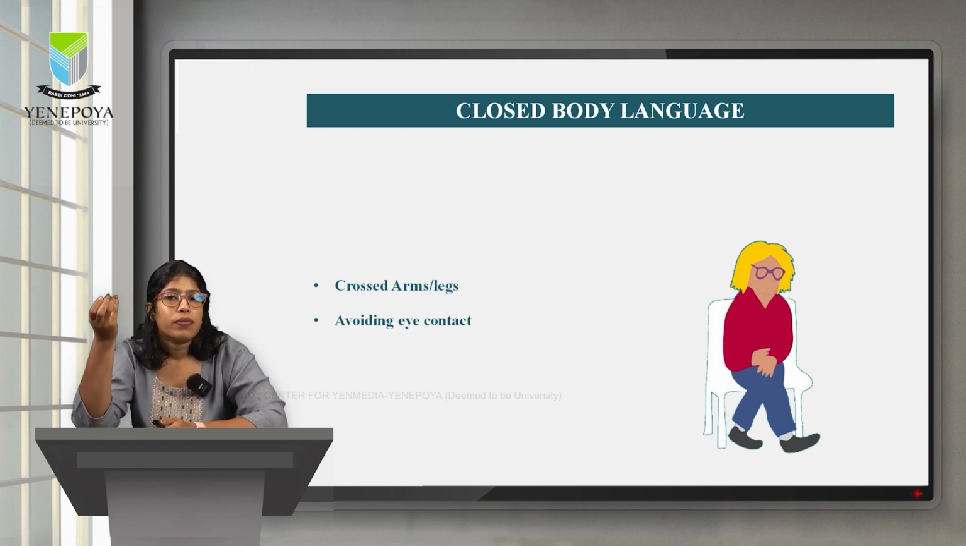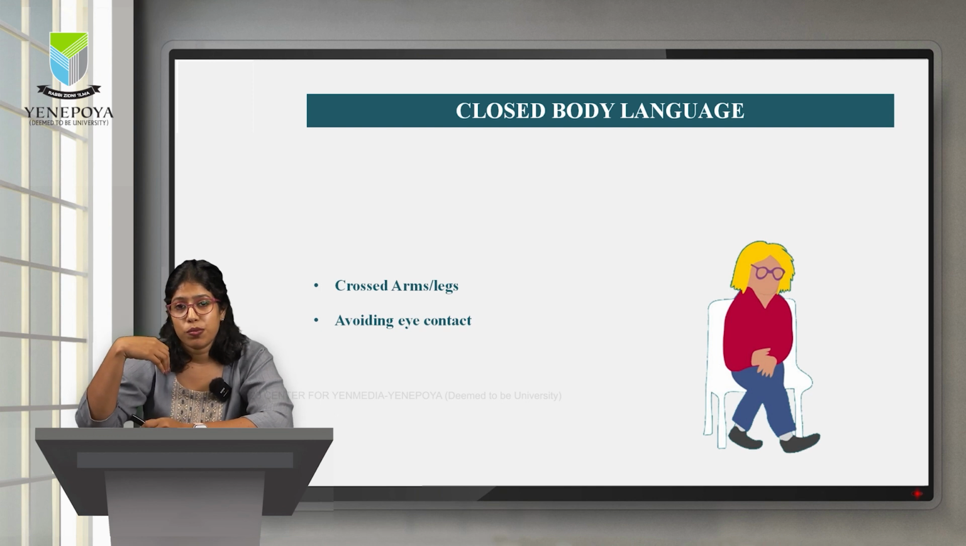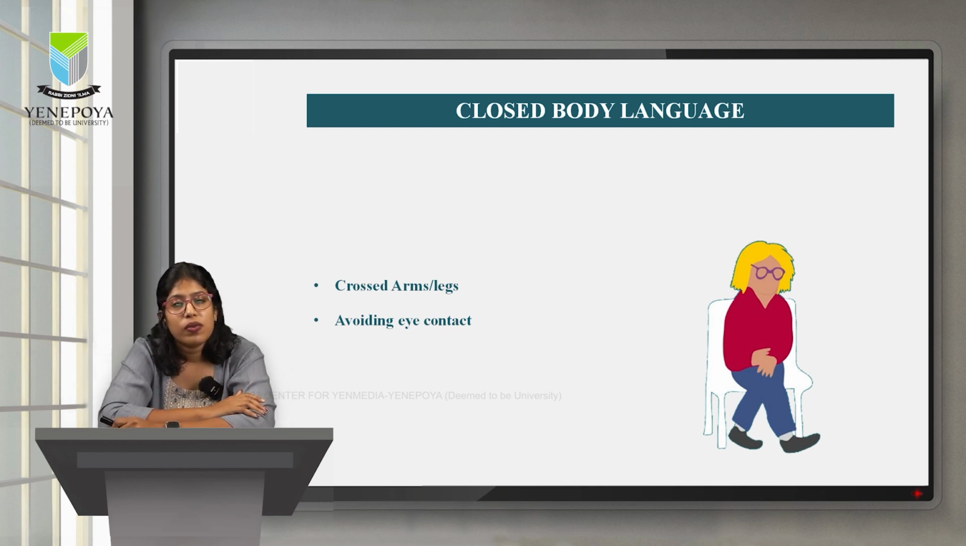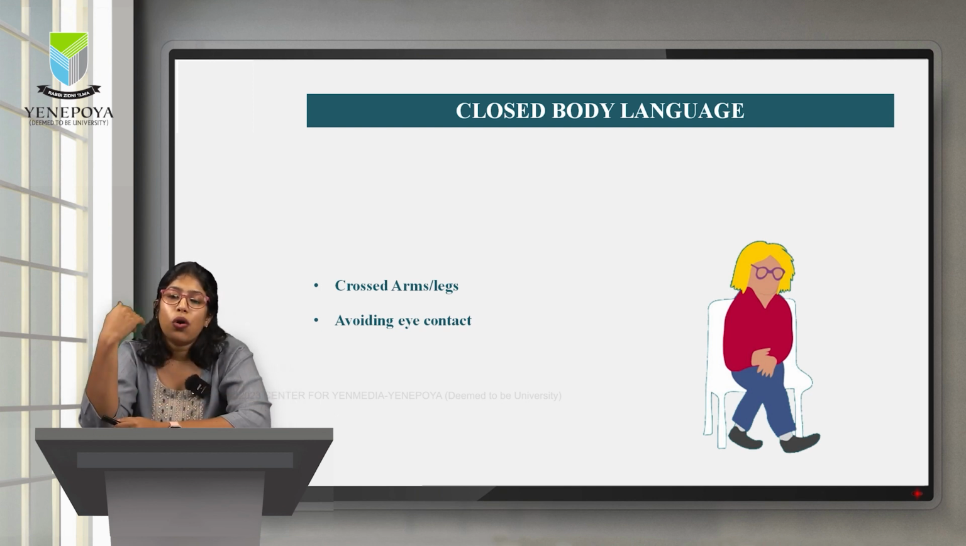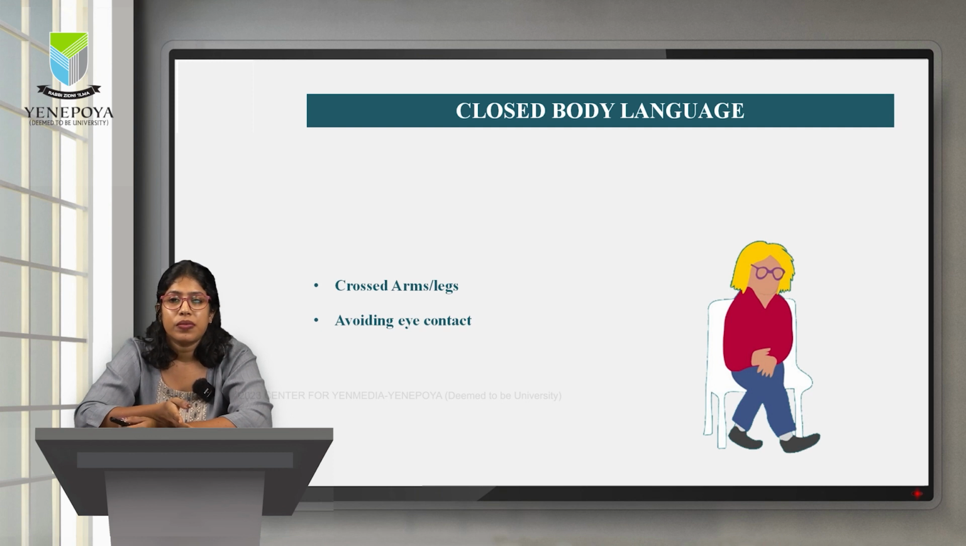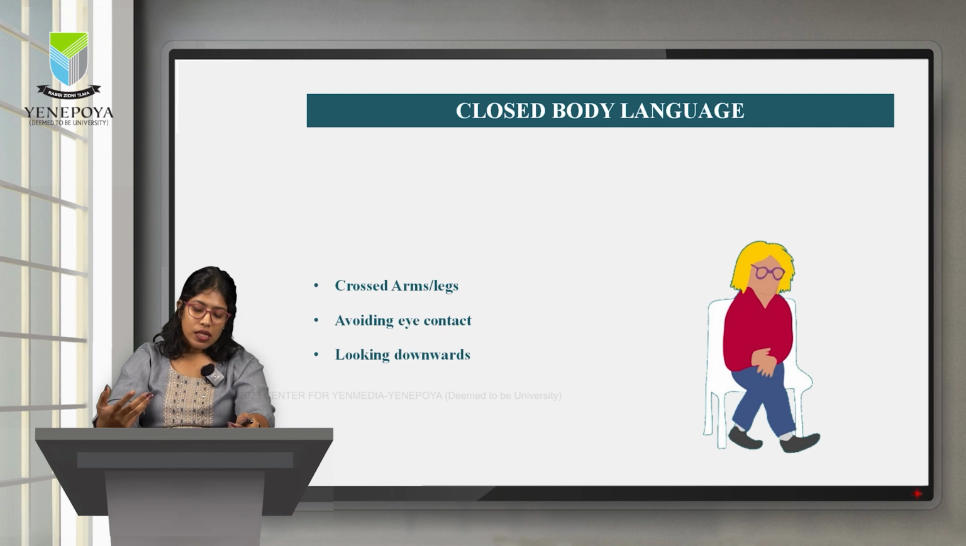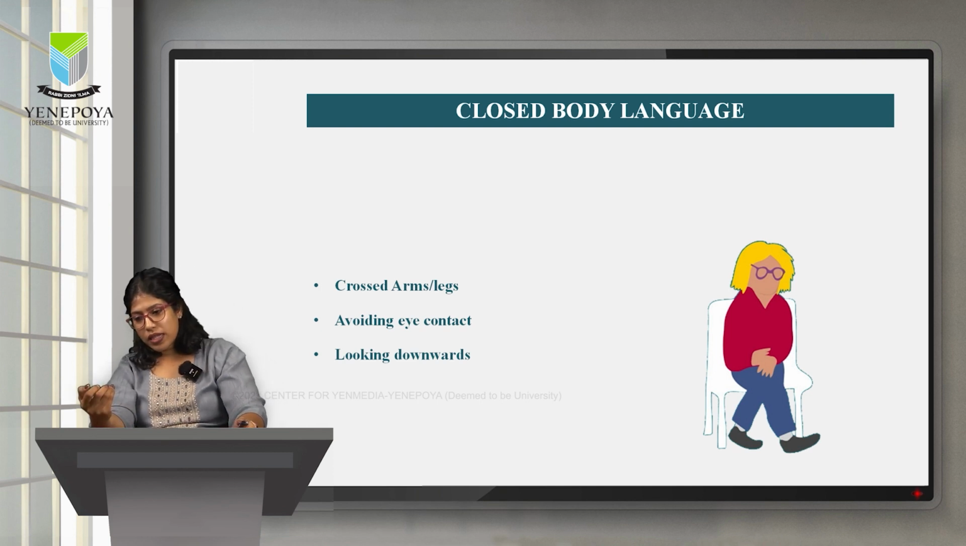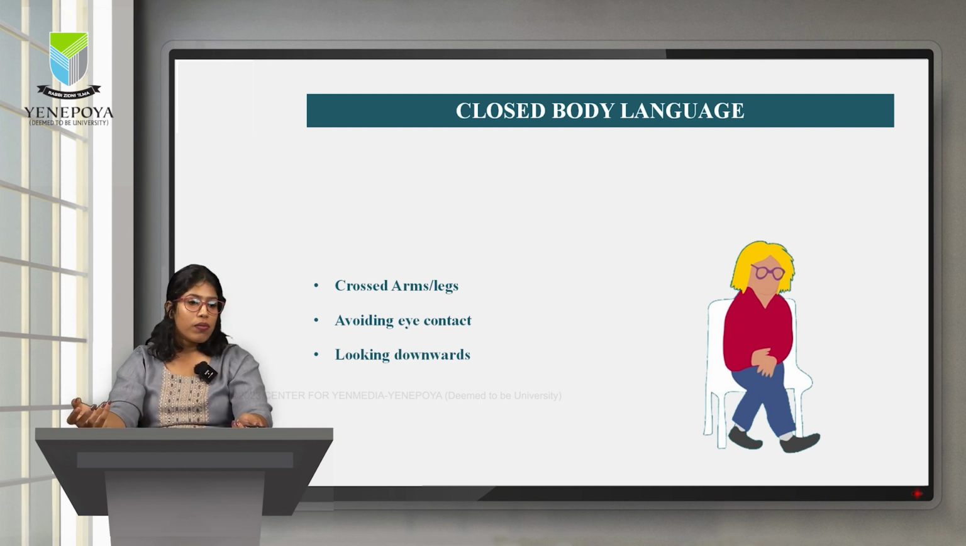Avoiding eye contact. When you are having a closed body language, along with your arms and legs, you also avoid eye contact. And when this happens, you definitely lose a person. Looking downwards. Remember when I said, if someone is coming and talking to you, you keep your eyes on the phone, or you look somewhere else, or you look on the floor. That shows disinterest in talking to that person. So you will not be going any further with that conversation.